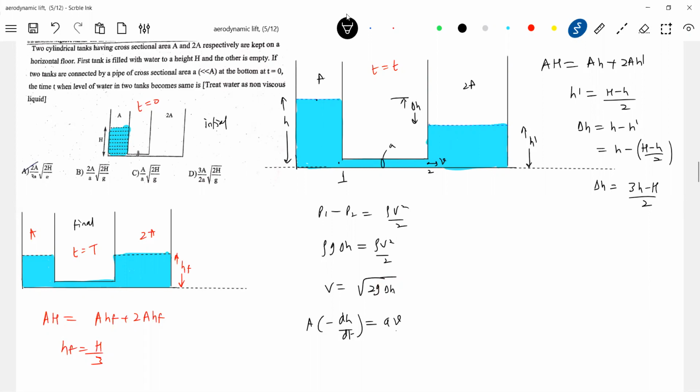I think these two ideas are very important. Why the negative sign? Because the level of liquid will decrease. Compare, h will be less than capital H. So the level of liquid is decreasing, that's why this negative sign. What to do after this? So we know A into minus dH by dt equals a into root of 2G delta H.